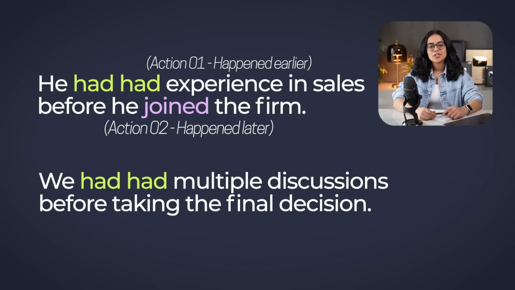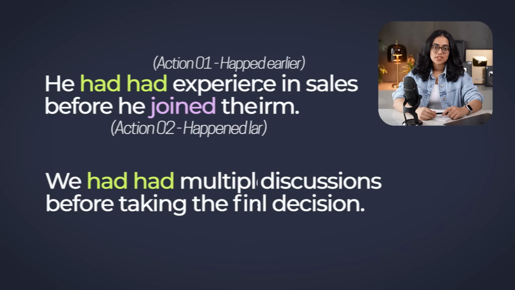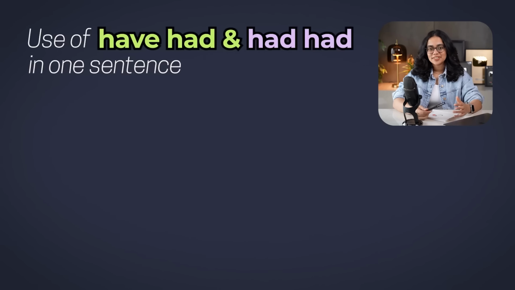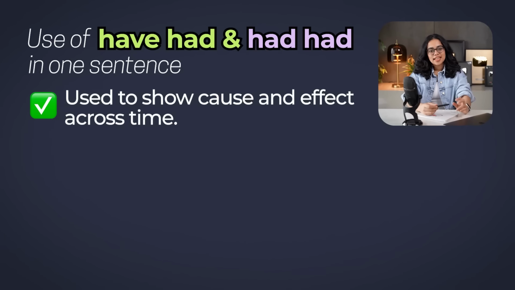Alright, now let's move on to the most important and the most powerful part of this lesson. Now this is where your English will move from basic to advanced. We can use have had and had together in one sentence. And when do we do that? When we want to show cause and effect across time. Confused? Let's understand with an example.